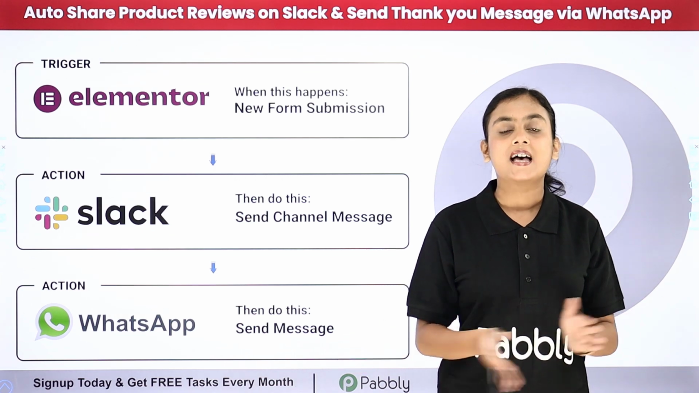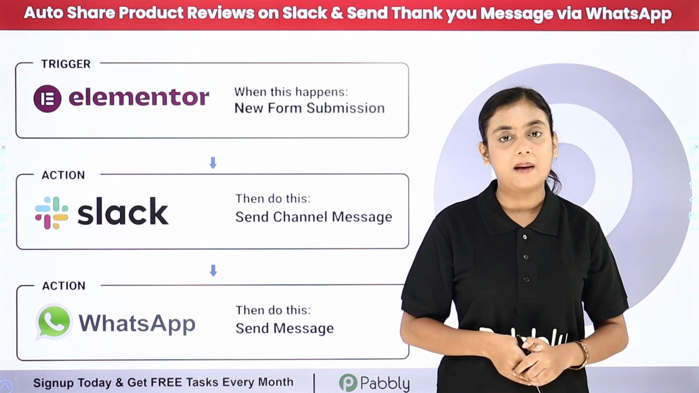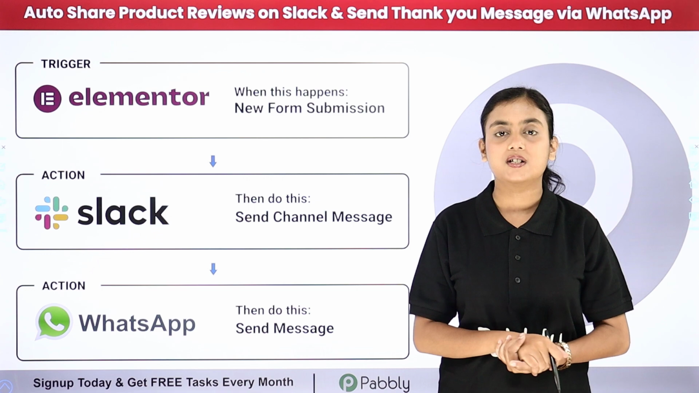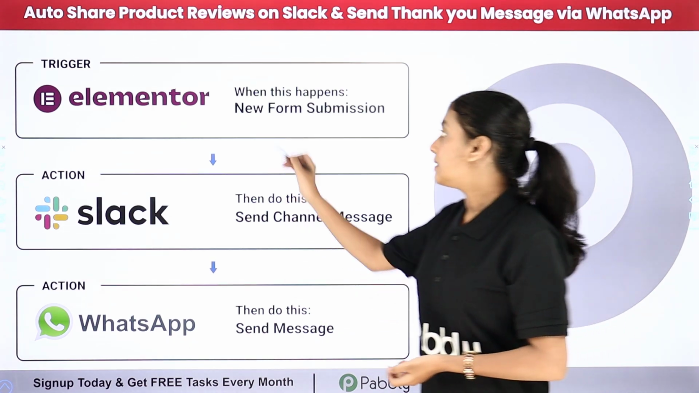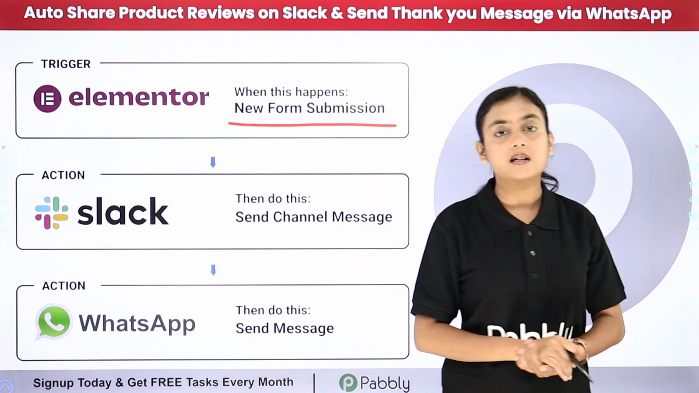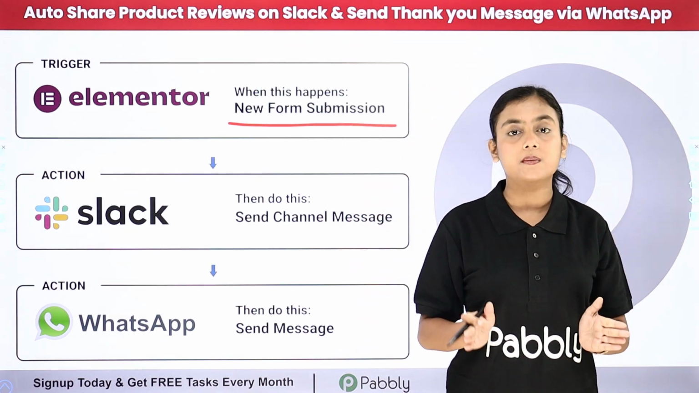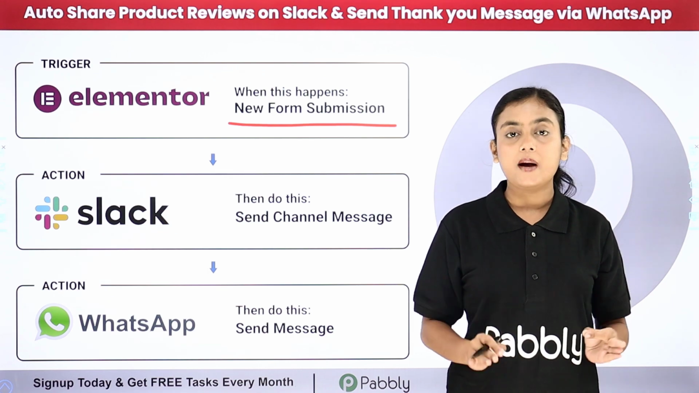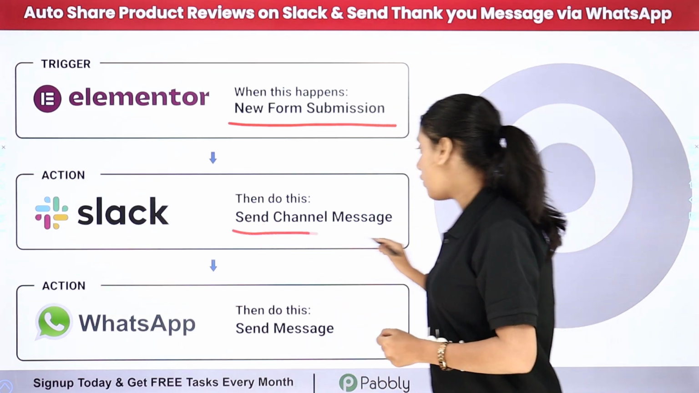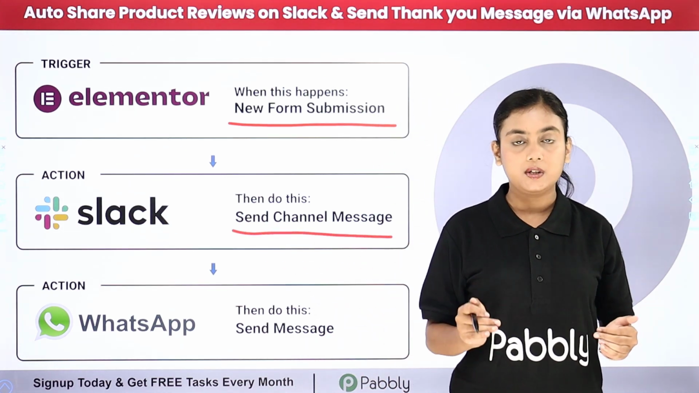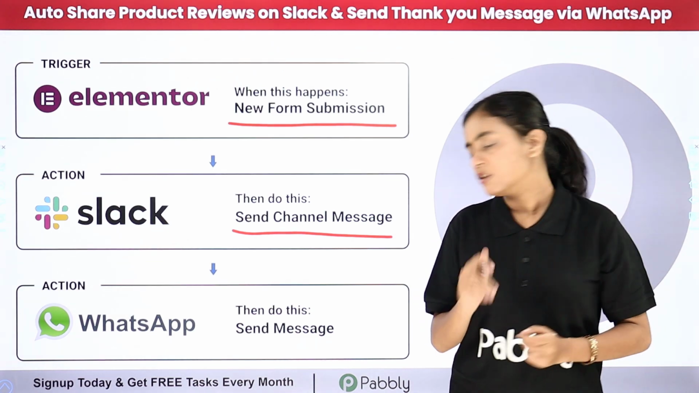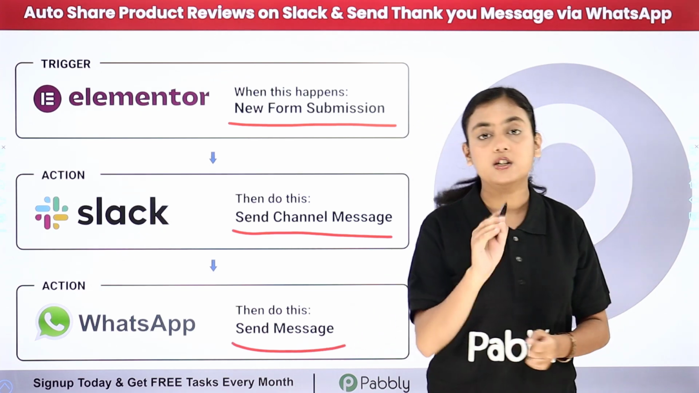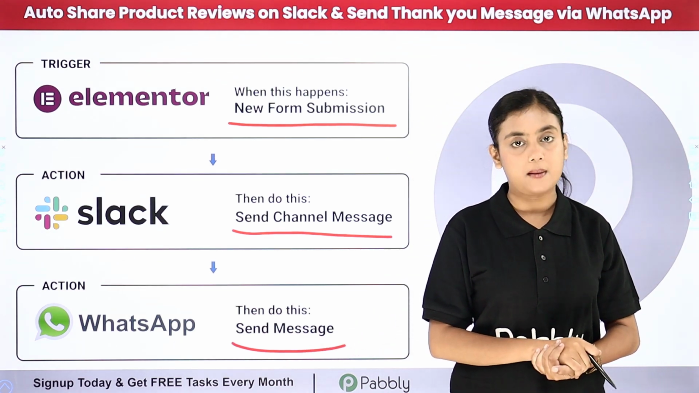So what I did was, I simply created an automation using Pabbly Connect, which is an amazing automation and integration software. So here in this automation, with the help of Elementor, any of my customers does a new form submission of the product review, automatically first, a message should be forwarded on my Slack channel to my review team of the product review that has been done by my customer. And then to my customer, a WhatsApp message, a thank you message should be forwarded to their WhatsApp number.